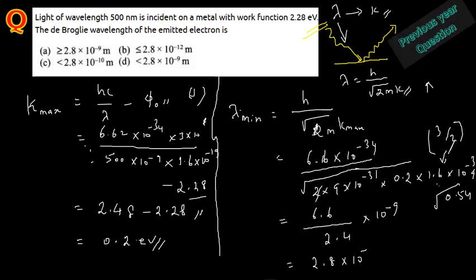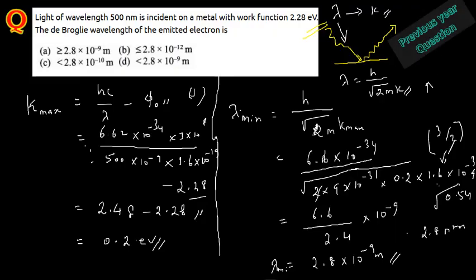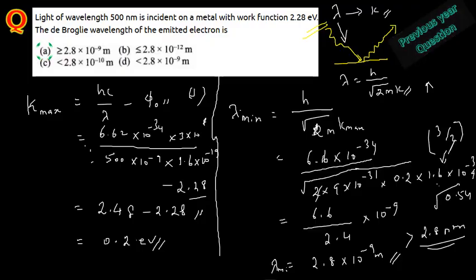into 10 to the power minus 9 meter. So what they have given is that lambda minimum should be greater than this value, that is 2.8 nanometer, which is greater than this value, so the emitted electron should have a maximum kinetic energy. So that is the answer in this case.